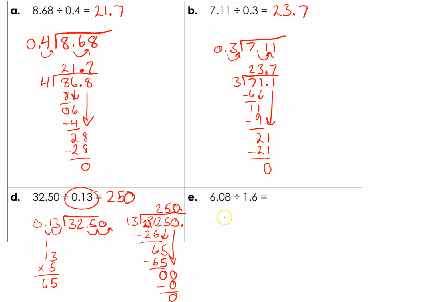Okay, next one. Again, this is 1.6 into 6.08. To get rid of the decimal out here, I have to move it over 1, so I have to move it over 1 inside as well. So this becomes 16 into 60.8. 16 can't go into 6, but it can go into 60. I'm going to say it's either 3 or 4. Let's try 3.